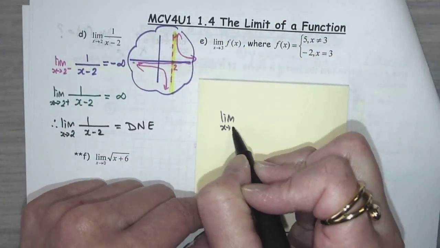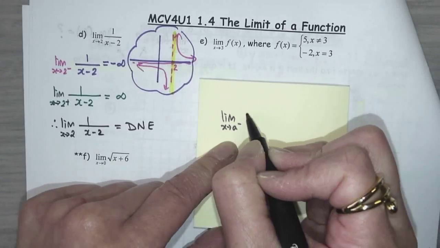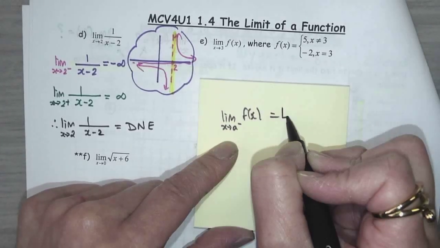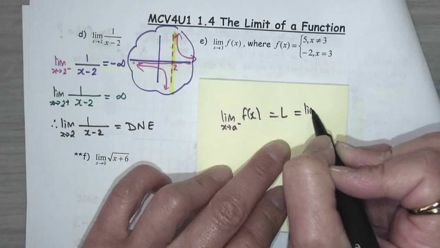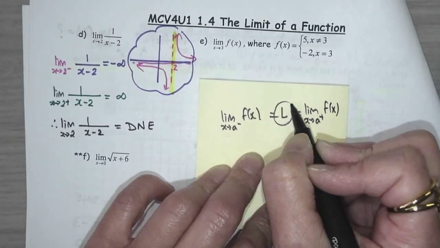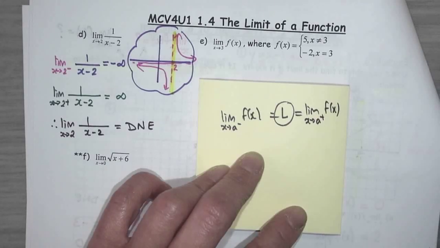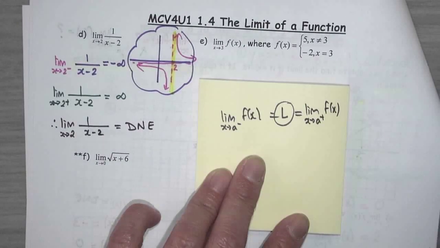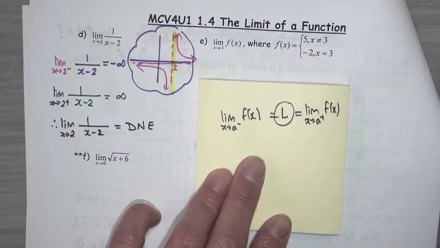The limit as x approaches a from the left has to equal L, which is also the same thing as x approaching a from the right of that same function. It has to be a value L. Infinity is not a value that we can meet at, so that is not a single value. They are both the same infinity, however, it's still not a limit. So you still say that the limit does not exist.